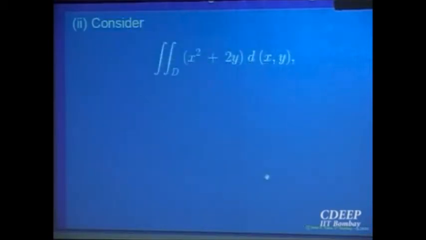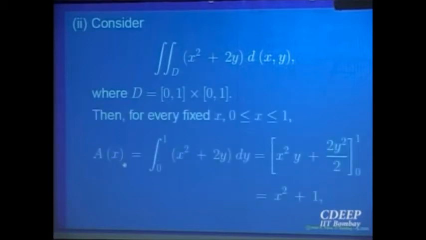Now let us look at slightly more non-trivial examples. I want to integrate the function x squared plus 2y, where D is the square [0, 1] cross [0, 1]. We know that x squared plus 2y is a continuous function, so it is going to be integrable. I can apply Fubini's theorem, that means I can integrate one variable at a time. So let us do that.